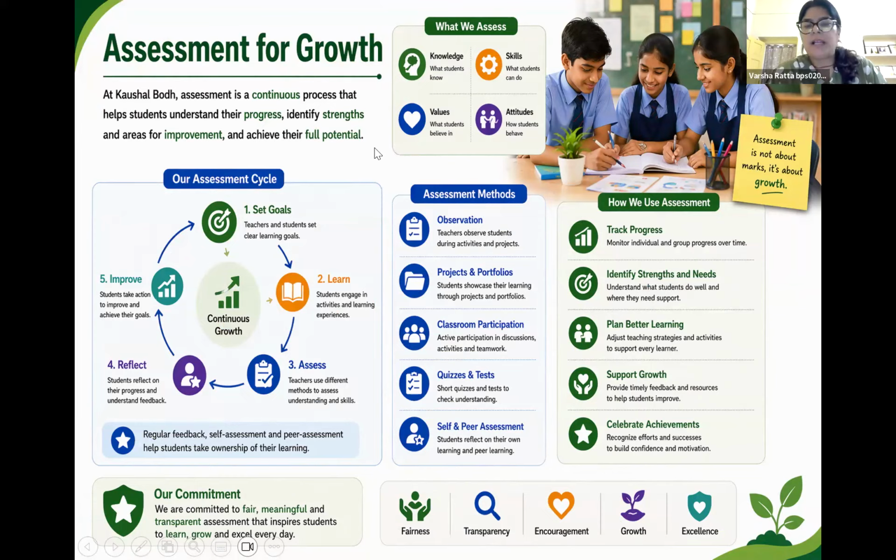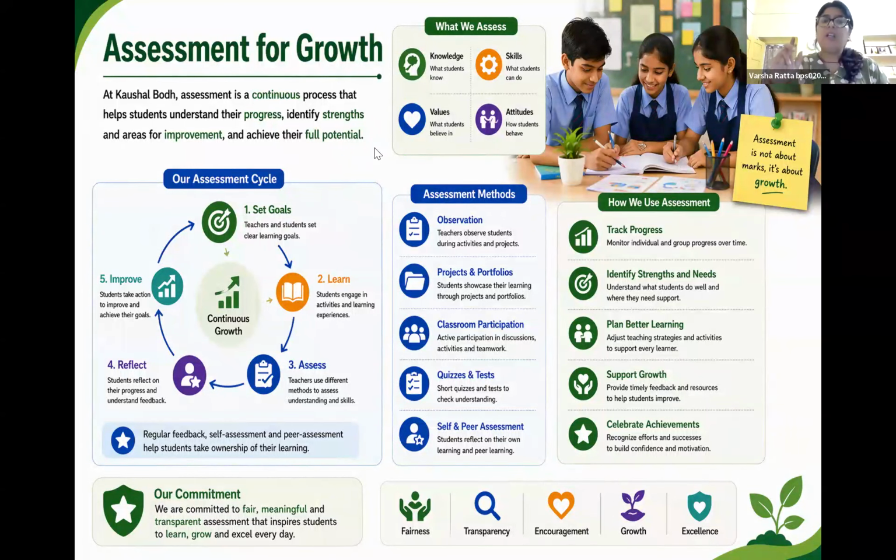See, what are we assessing? We will assess the knowledge, skills, values and attitude of the children. What have the children learned? What skill have the children developed? What values are developed? And has their attitude changed or not? Is there any change in the behavior or not? So, it is very important. The assessment for the growth of the children is adjudged in the Kaushal Bodh.